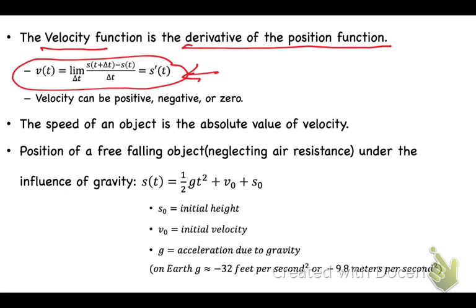The speed of an object is the absolute value of velocity. Can speed be negative? No. Speed cannot be negative, but can velocity be negative? Yes. So speed equals the absolute value of the velocity. That's what that statement says. And we used S for the position function, so let me put speed.